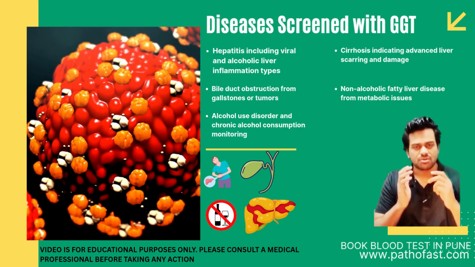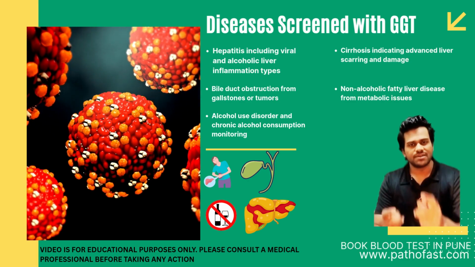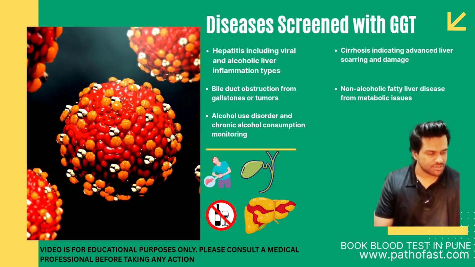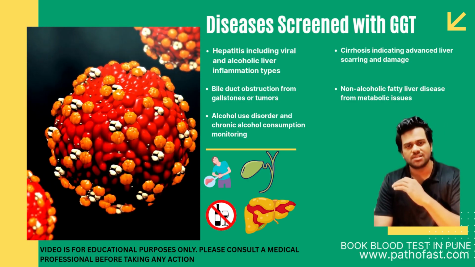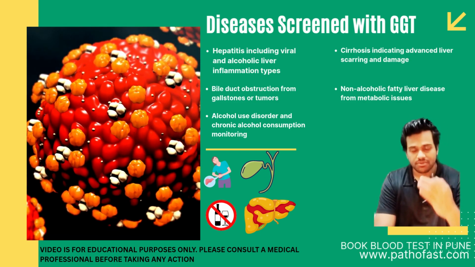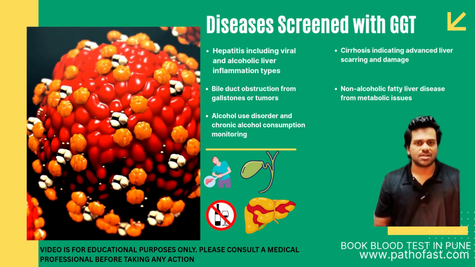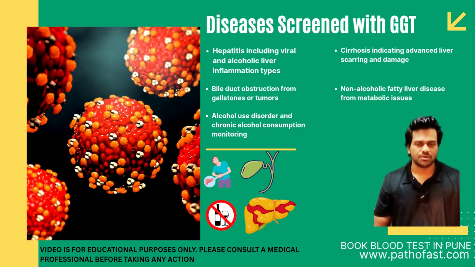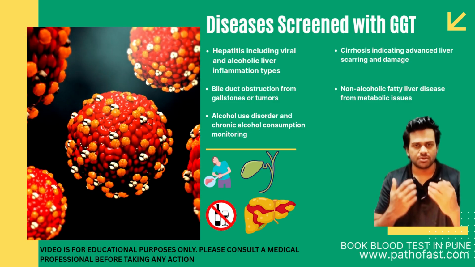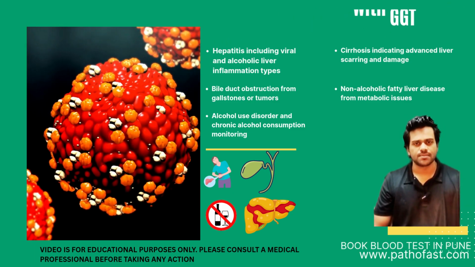Other than this, of course, chronic alcohol use disorder, drinking too much, drinking too many times in a week, will definitely damage your liver and cause your GGT levels to rise. Cirrhosis, which is basically the last stage of liver damage, definitely will cause your GGT levels to rise. And fatty liver disease, which is a condition in which a lot of fat gets deposited in your liver because you're eating too much, you're overweight or you're obese. All these things will damage your liver and cause your GGT levels to rise.